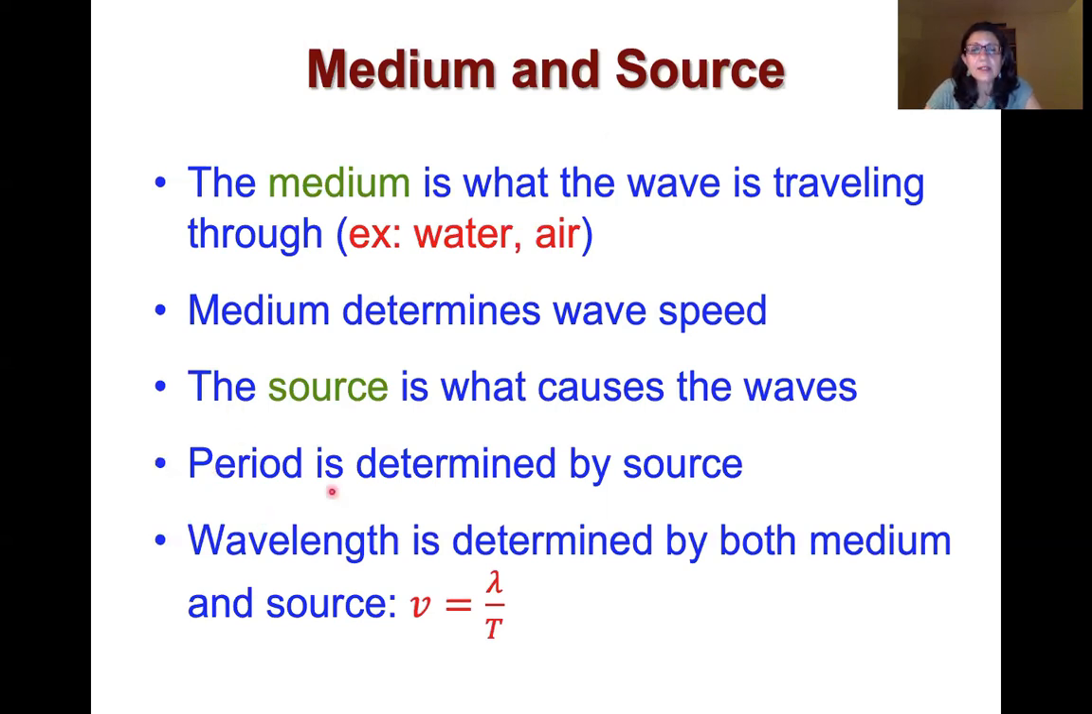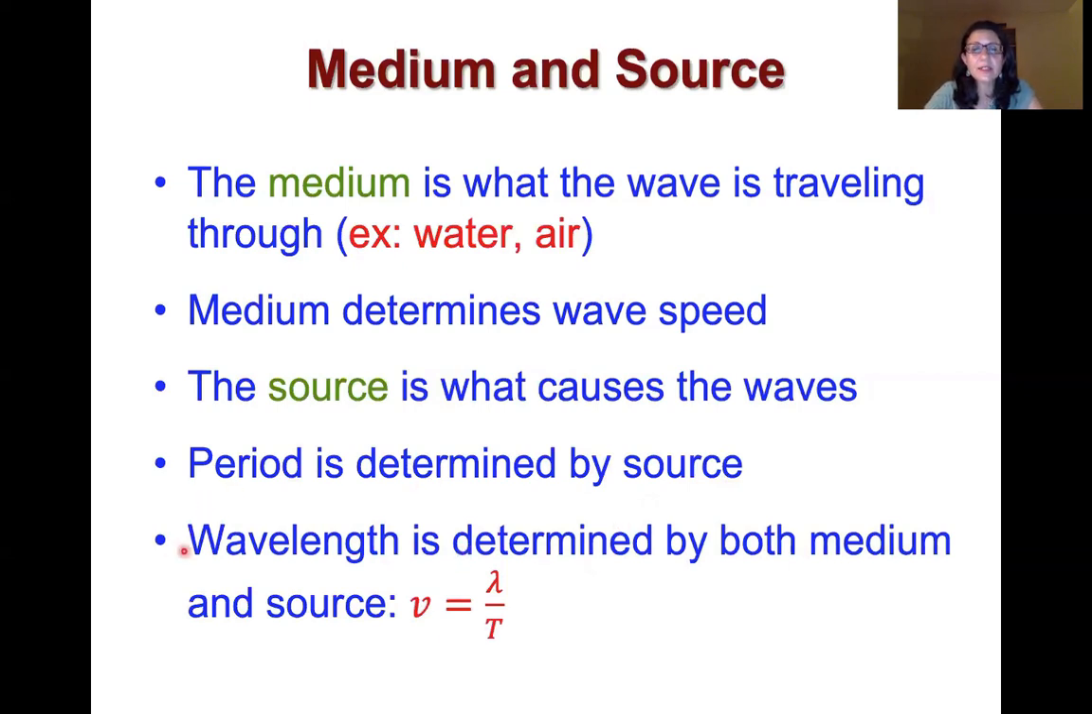And the period, which I will describe in great detail shortly, which defines how fast, in a sense, this wave is oscillating up and down, is determined by the source. So for example, how frequently are you throwing rocks into the pond, or how frequently are you moving your hand up and down to create the oscillation in the rope? With sound, the period is related to the pitch of the sound.